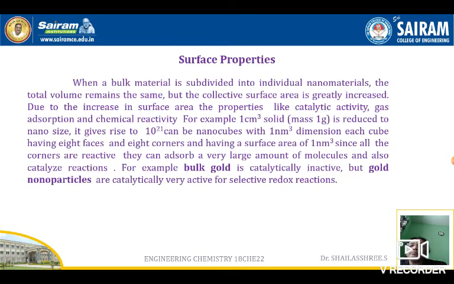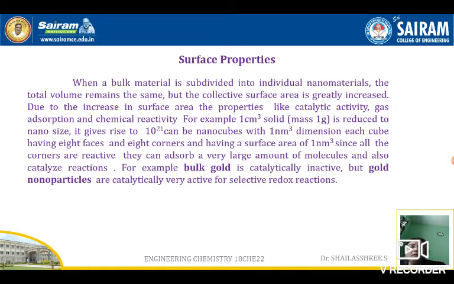When a bulk material is subdivided into individual nanomaterials, the total volume remains the same, but the collective surface area is greatly increased. Due to the increase in surface area, properties like catalytic activity, gas adsorption and chemical reactivity increase. For example, when a 1 cm cube solid mass is reduced to nano size, it gives rise to 10 power 29 nanocubes with 1 nm cube dimension. Each cube has 8 corners. Since all the corners are reactive, they can absorb a very large amount of molecules and can catalyze reactions.